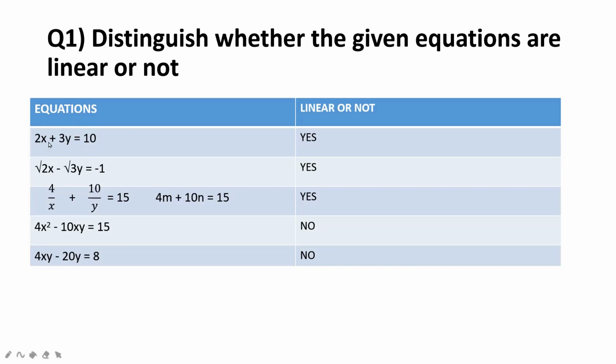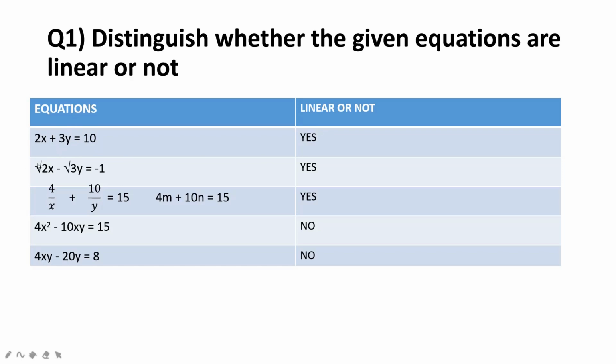We have two variables, that is x and y. First condition is satisfied. Now we will check for the degree. So degree of x is 1 and degree of y is also 1. So our second condition is also satisfied. Now since both the conditions are satisfied, we will say that yes, this is a linear equation.